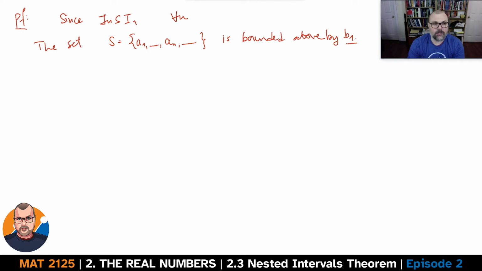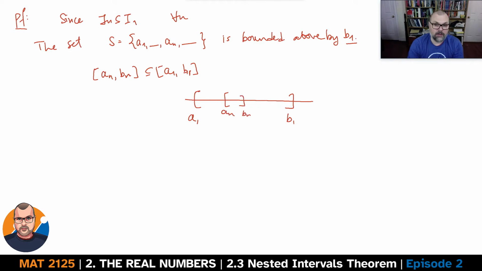If you're not sure why that would be the case, let's rewrite the inclusion here. What this is saying is that the interval [An, Bn] is contained in the interval [A1, B1]. In particular, anything in the interval [An, Bn] has to be smaller than B1. So, amongst other things, An has to be smaller than B1. There's [A1, B1], there's [An, Bn], say. You don't have a choice. An has to be to the left of B1. Otherwise, you will not have a sequence of nested intervals. Okay, so the set S is bounded above by B1.